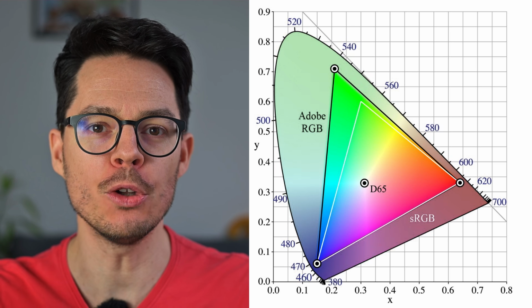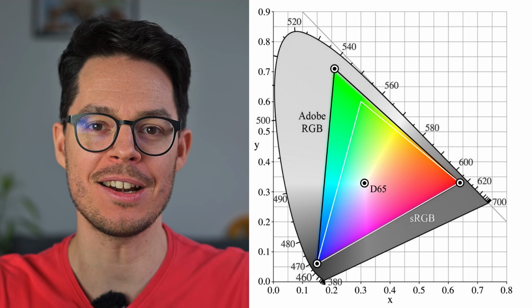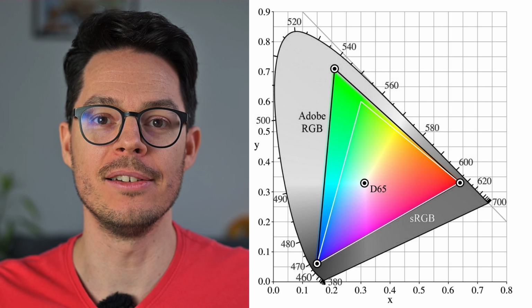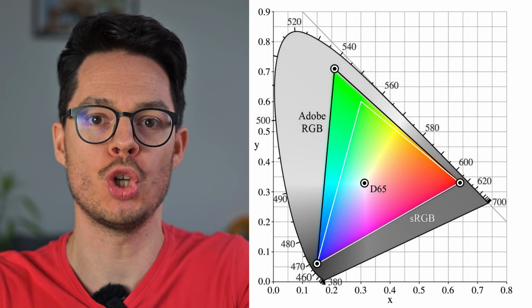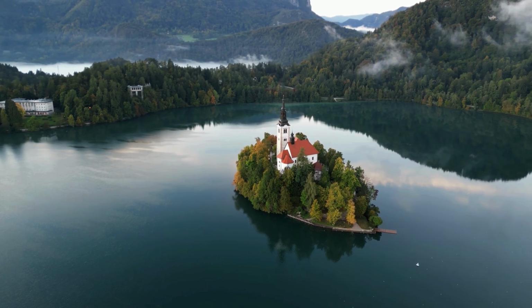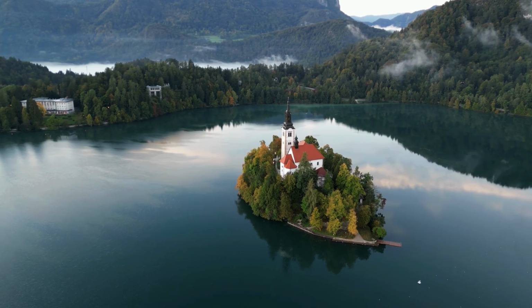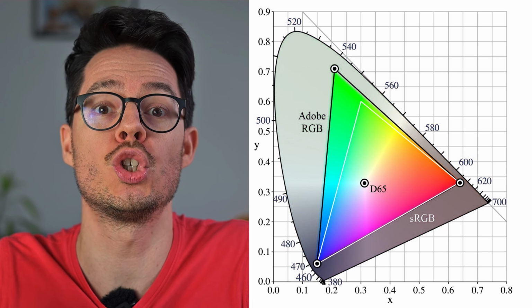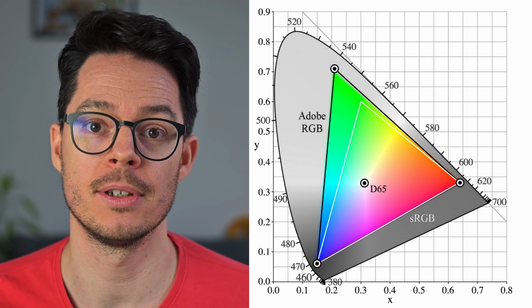I am 100% sure that when you look at these diagrams, you have the same thought as I have. What about all the colors that are not within the triangle? What about all these greens? Will we not be able to show them? Will we not be able to capture them? What if we are in a beautiful forest and there is lush green vegetation? Won't I be able to show it to my viewers?